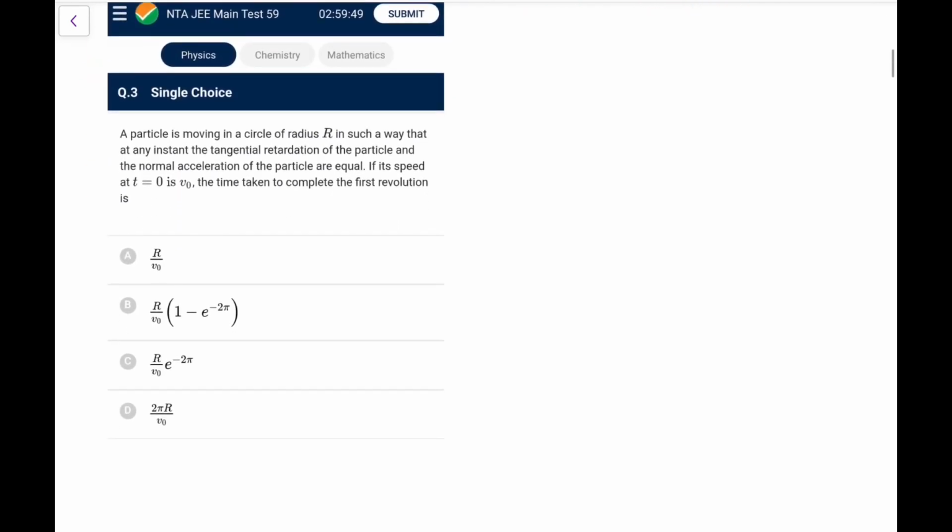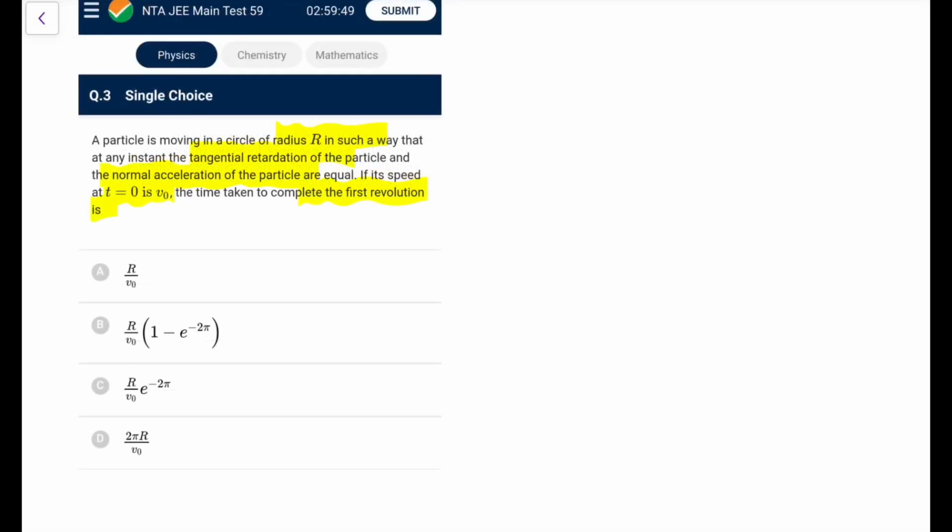A particle is moving in a circle of radius r in such a way that at any instant the tangential acceleration and the normal acceleration, that is AT and AC, are equal. If the speed at t equal to 0 is v naught, the time taken to complete the first revolution is. This seems to be a tricky one. Let us first see, it's given AT is AC. So AT I write as dv by dt.